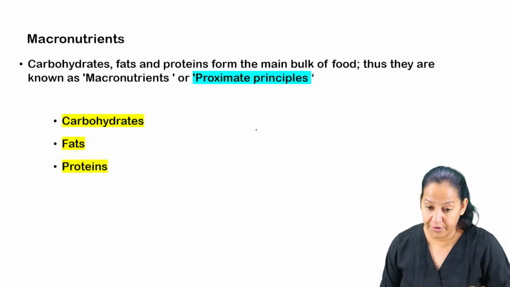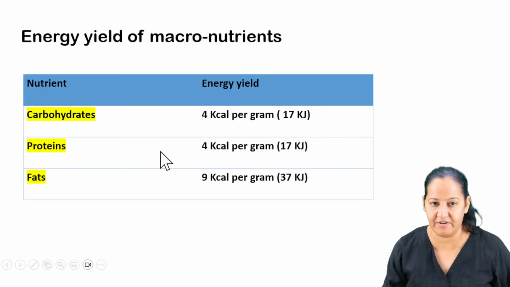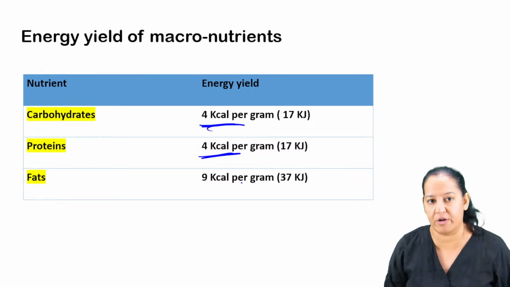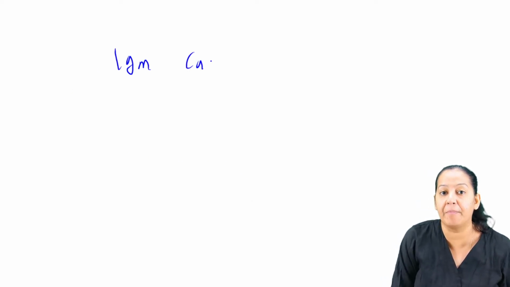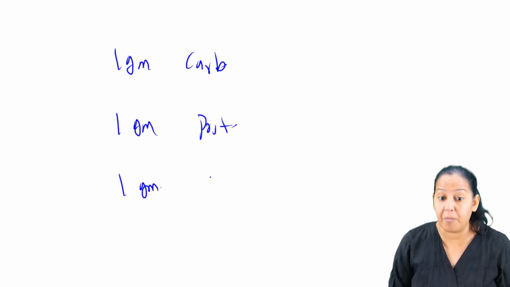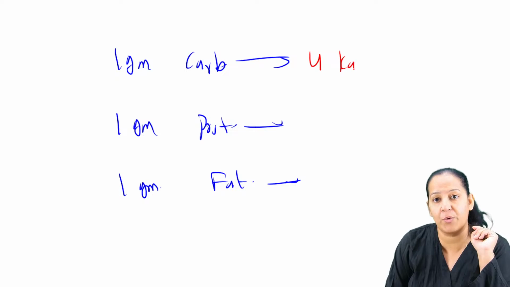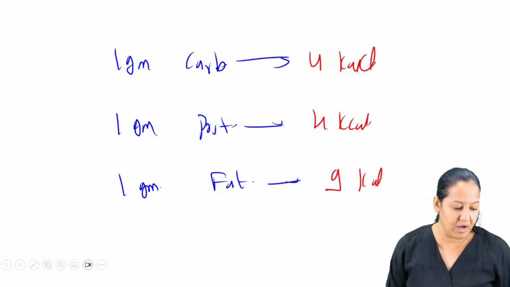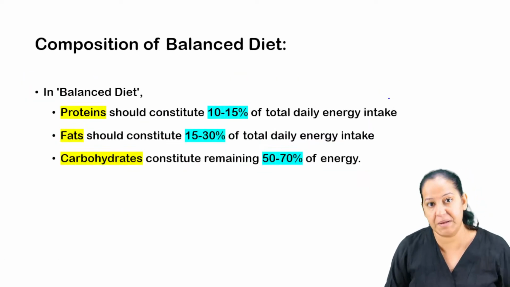Here, in nutrition, 3 macronutrients are there: carbohydrates, fats, and proteins. These are the 3 macronutrients in our diet. 1 gram of carbohydrate gives 4 kilocalories. 1 gram of protein also gives 4 kilocalories. 1 gram of fat gives 9 kilocalories. If I eat 1 gram of carb, how much energy do I get? 1 gram of protein? 1 gram of fat? So 1 gram of carbohydrate gives 4 kilocalories, 1 gram of protein also gives 4 kilocalories, but 1 gram of fat gives 9 kilocalories. First of all, learn that these are the 3 macronutrients in our diet.